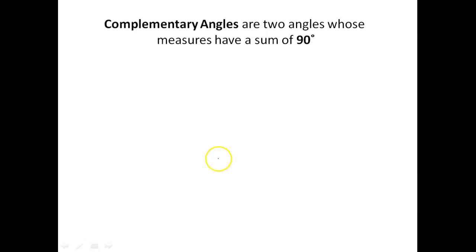All right, let's move on to complementary angles. This is where you need to pause the video and write this definition. Complementary angles are two angles whose measures have a sum of 90 degrees. So if I have a 30-degree angle and a 60-degree angle, they add up to equal 90, so they are complementary, okay? And of course, complementary angles, if they add up to equal 90, form a right angle, okay? So complementary angles are two angles whose measures have a sum of 90 degrees.